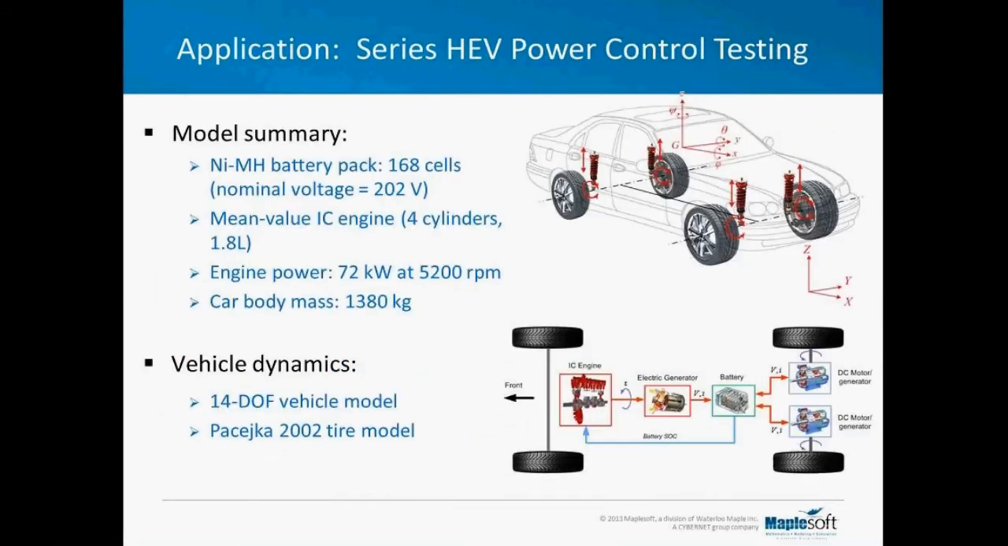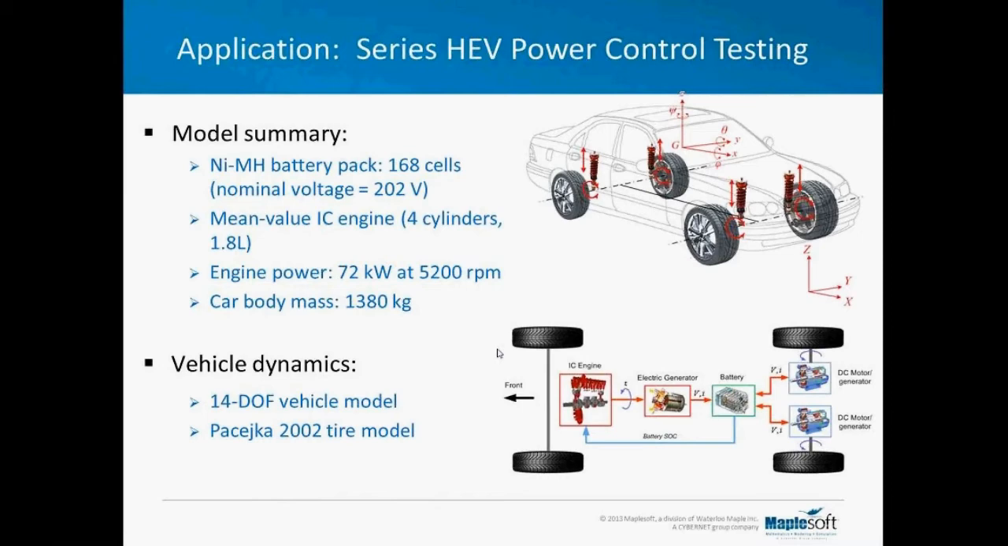So let's have a look at that series HEV. This is a schematic of the vehicle. It uses a nickel metal hydride battery pack. It has a mean value internal combustion engine model that we developed in my lab. The vehicle has a mass of about 1,400 kilos.